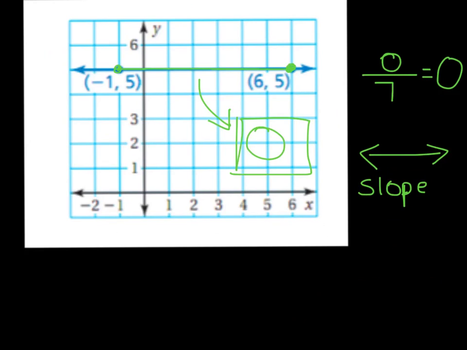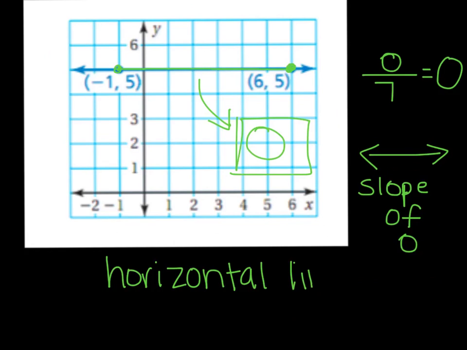So I think you should probably add that to your notes. A horizontal line, here's how you spell horizontal. A horizontal line has a slope of 0.